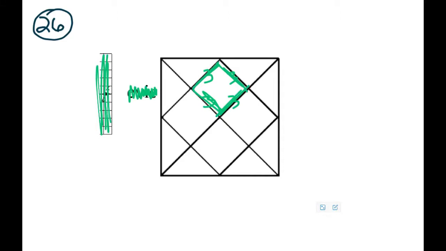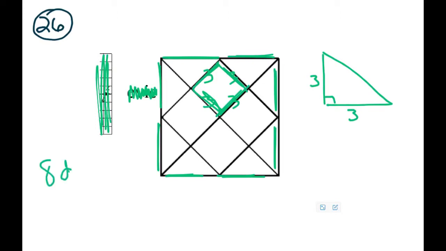But here's the problem. This is not a side of the square. That's actually the diagonal. So if that's the diagonal and the 2 sides of the square meet up at a right angle, because we know that the angles in a square are 90 degrees, how would I find the length of that diagonal? Because all of these pieces are diagonal. As a matter of fact, there are 8 of them. So if I could find the length of one diagonal, I could just multiply that answer by 8.